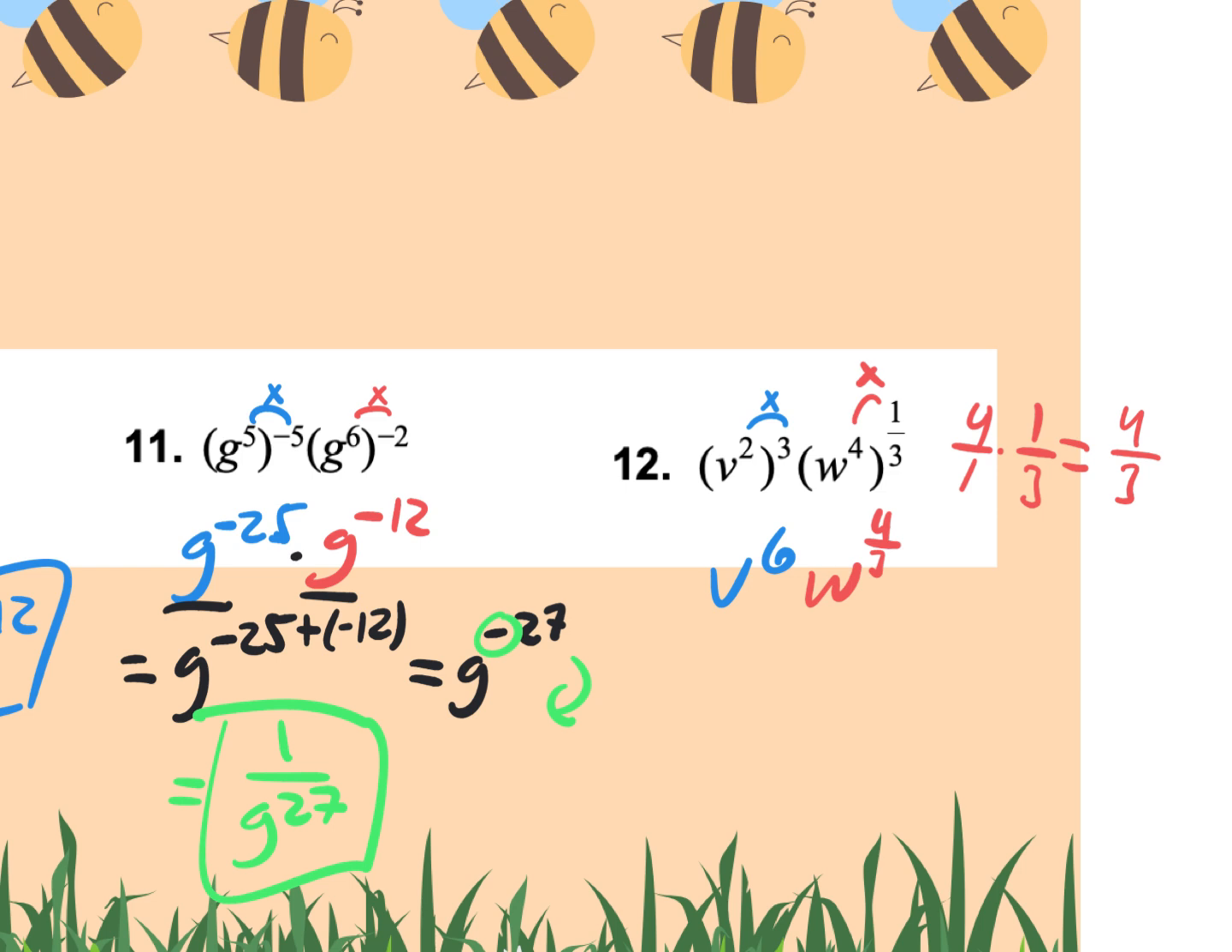All right, and then w and v are two different variables, right? So that's as far as we can go with this problem. This is fully simplified. I don't see any zero exponents, I don't see any negative exponents, and I only see one of each variable. So this is fully simplified.